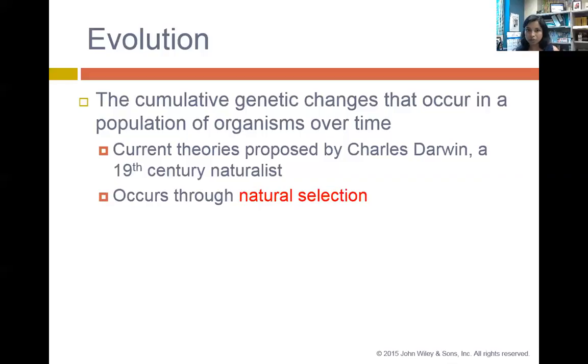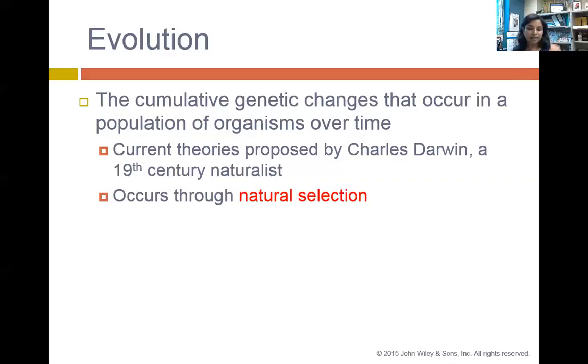So understand the word natural selection. Natural selection refers to these differences in reproductive success within a population of organisms. That's what natural selection is, okay? So any characteristic that keeps you from passing on genes to the next generation is a characteristic that is not going to show up in the next generation.